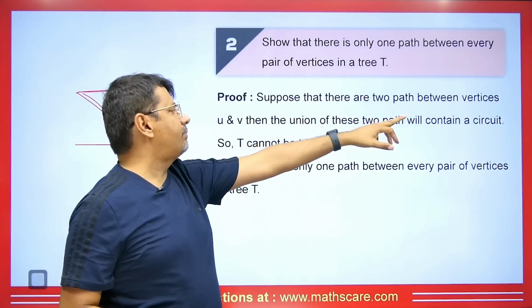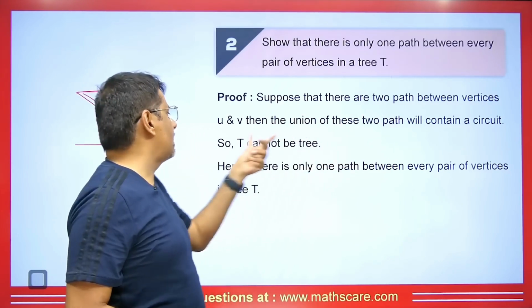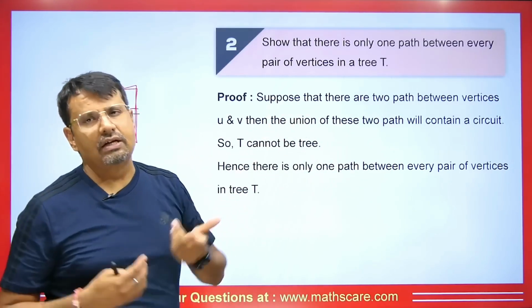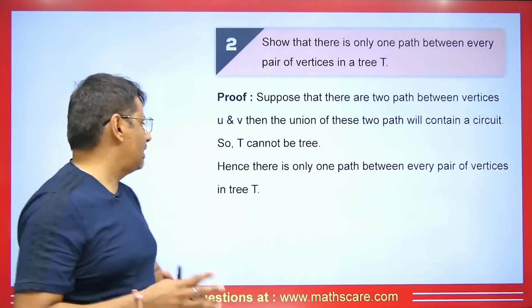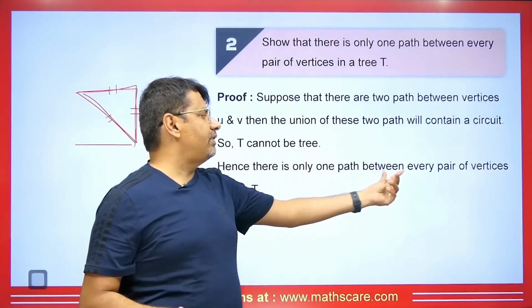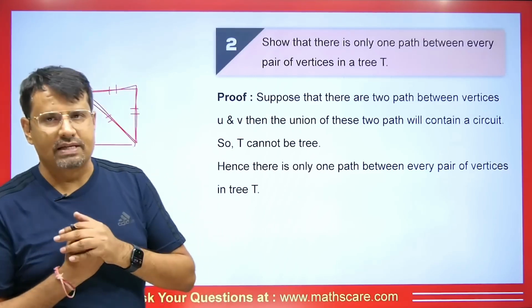Suppose that there are 2 paths between vertices u and v. Then the union of these 2 paths will be contained in a circuit. So T cannot be the tree. If there is a circuit and it is closed, then we won't have the tree. Hence, there is only one path between every pair of vertices in the tree, T. Okay. So in this way, we can understand it.